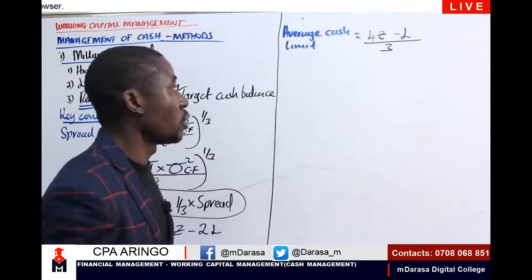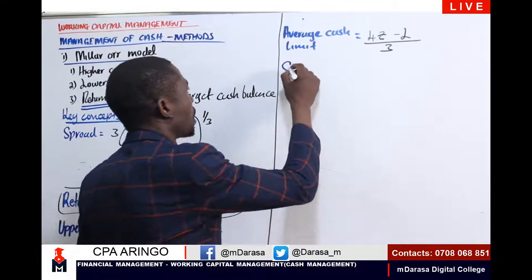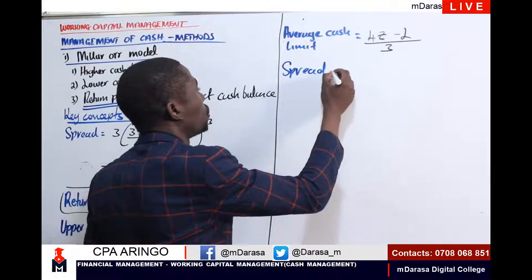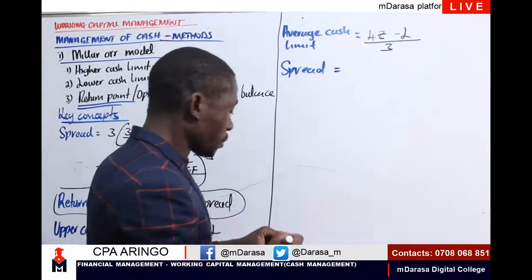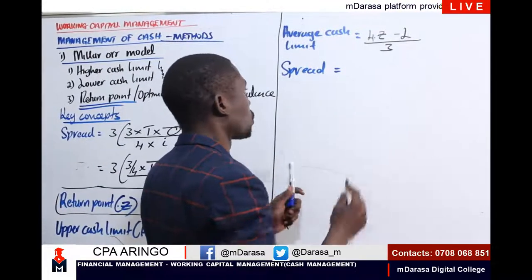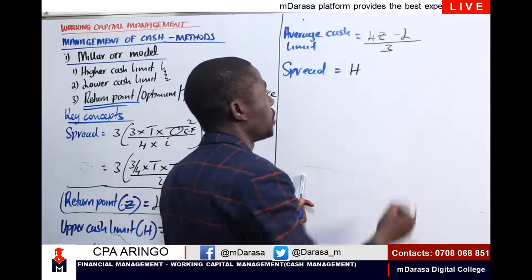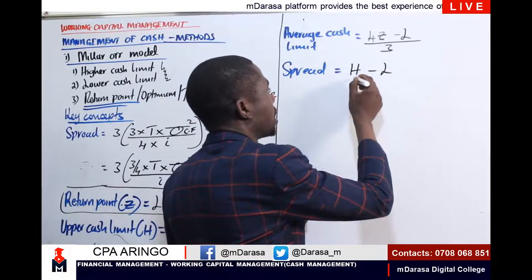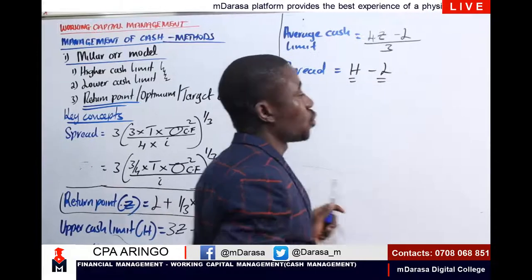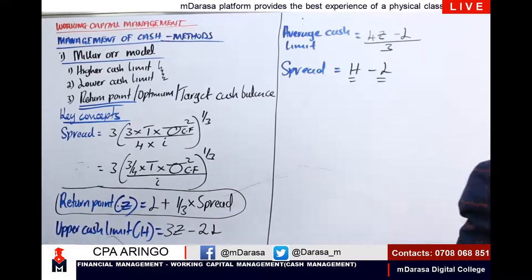And also another way of determining your spread, according to Miller-Orr, is that we can take spread as our higher cash limit minus our lower cash limit. This will also give us our spread.